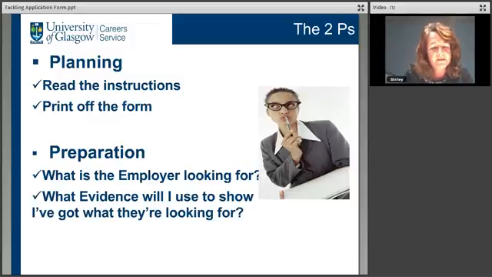Once you've sussed out the structure of the form, you can move on to some key preparation. You need to identify what the employer is looking for. So go to the job description or person spec and check out the essentials and desirables. Address as many of the desirables as well as the essentials that you can. Then you need to do some self-reflection and think about the evidence that you're going to use to show the employer that you've got what they're looking for. So, a key part of preparation is research.